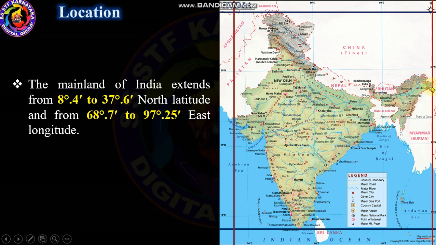The easternmost point of India is Kibithu of Arunachal Pradesh, and the westernmost point of India is Guhar Mota of Sir Creek in Gujarat state. The length from Sir Creek to Kibithu is 2933 kilometers. This is the longitudinal extent of India.